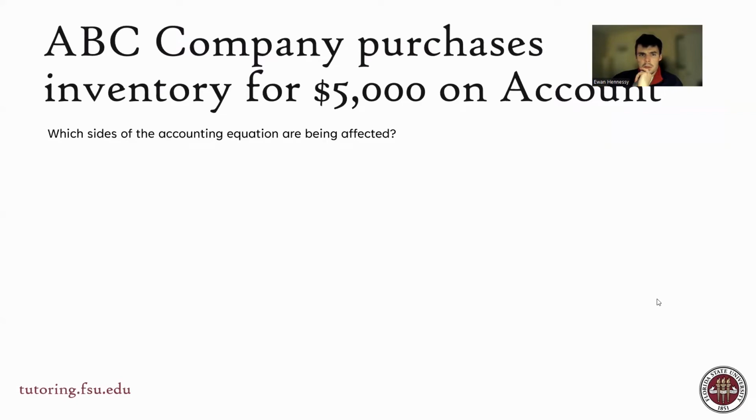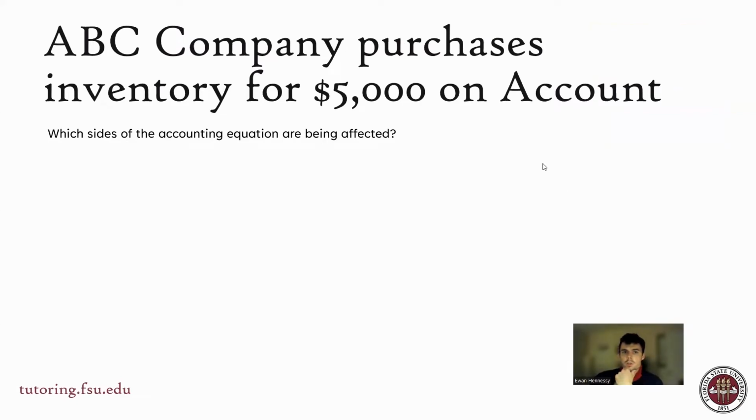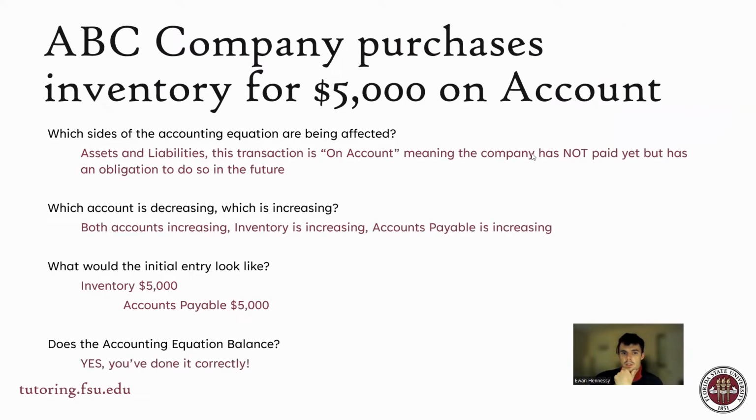Take a look at an example. So we purchase inventory for $5,000 on account. What does that mean, right? So let's break this down. We're purchasing inventory, so we're saying that we now have inventory. We now have this right to this inventory that we're going to resell for a markup. So this $5,000 is the cost of it.